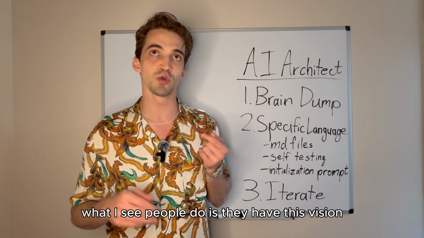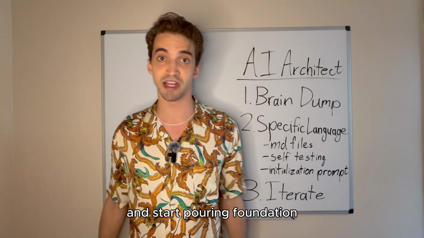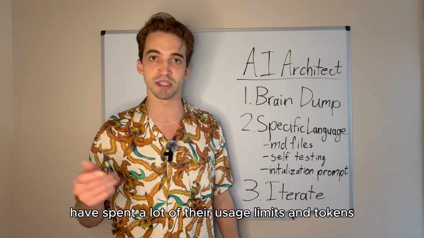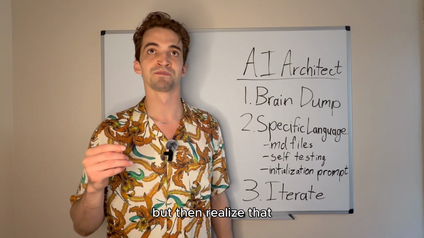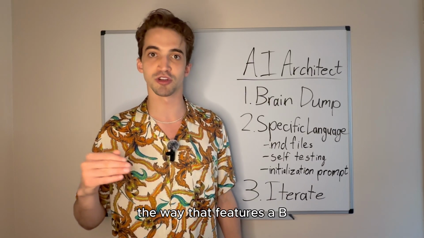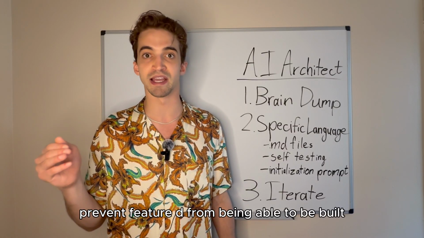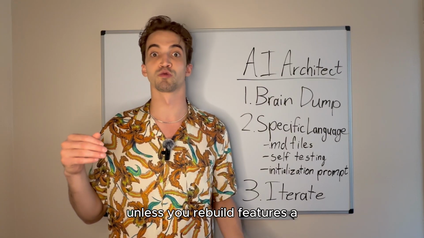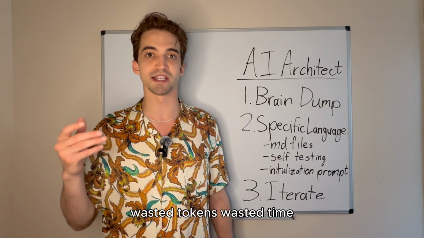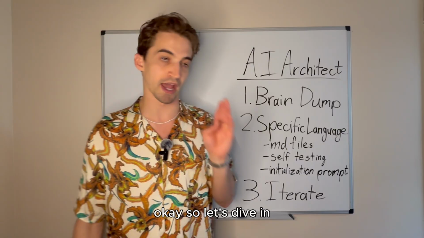What I see people do is they have this vision and they try to dive right in and start pouring foundation and get further along, have spent a lot of their usage limits and tokens, but then realize that although they've completed features A, B, and C, the way that features A, B, and C were constructed prevent feature D from being able to be built unless you rebuild features A, B, and C. So this leads to frustration, wasted tokens, wasted time. This method prevents all of that. Okay, so let's dive in.